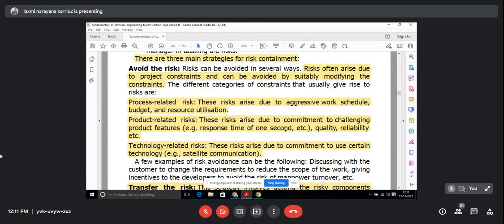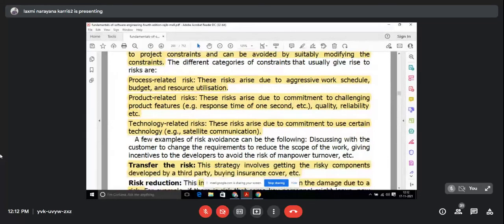If you are committed to a challenge, if you are going to complete the product within a given prototype within 1 month or 1 week, there will be a very aggressive work schedule where these risks are most probable. And product features, quality, reliability and technical related risk. These risks arise due to commitment to use technology.